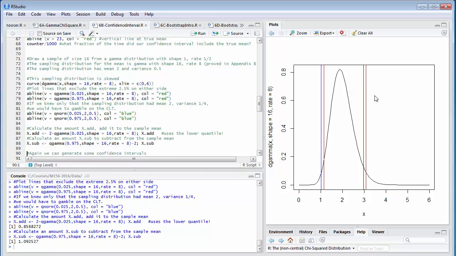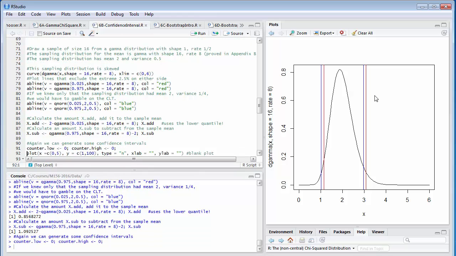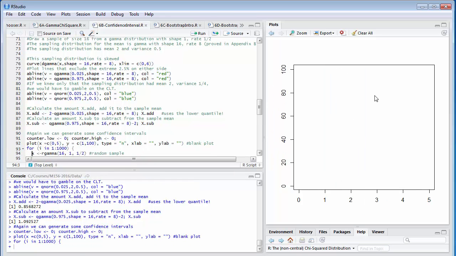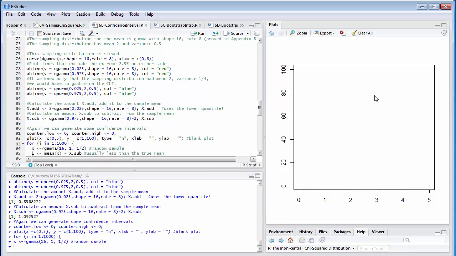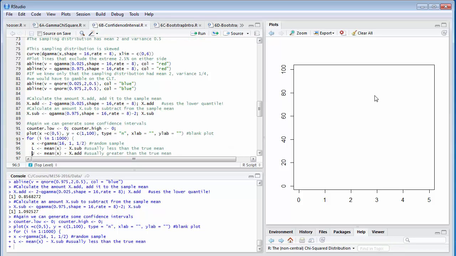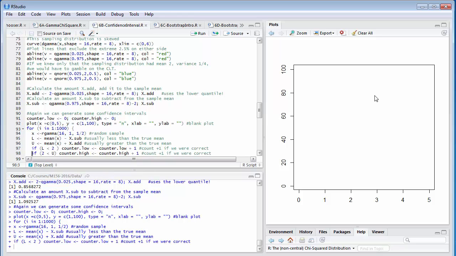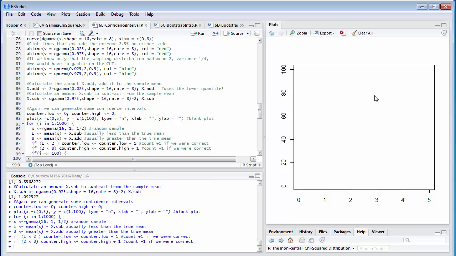We can do the same with x.sub, and we can generate some confidence intervals. We make a blank plot 1,000 times. We generate our sample of 16 from the gamma distribution. Subtract off this x.sub to get the lower end. Add on x.add to get the upper end. And if we actually compute something that is less than the true value of the parameter 2, we score 1 in the low counter. If we generate a u that's greater than 2, we score 1 in the high counter.